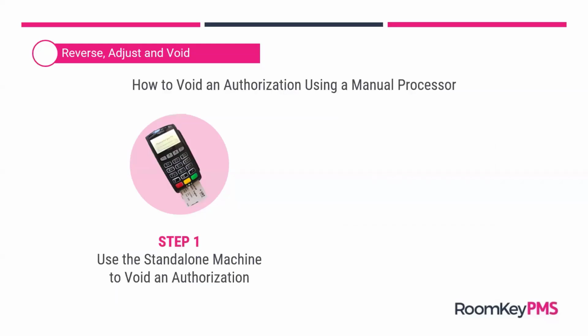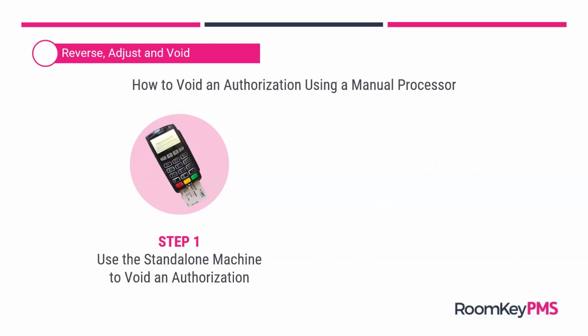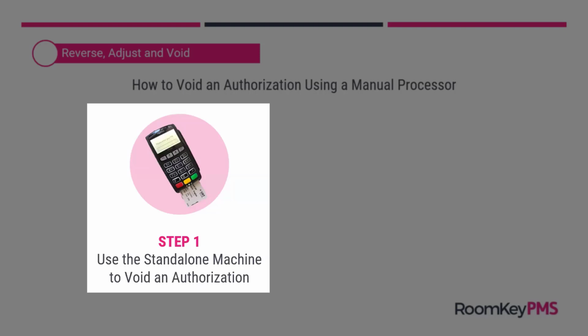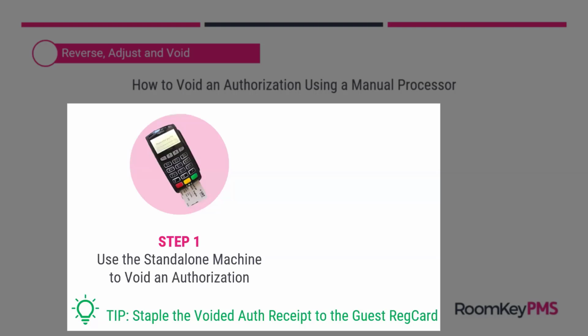Now, with the manual processor, if you are going to void an authorization, again, authorizations are not recorded in Roomkey. It is actually used to manage the credit limit in Roomkey. So all of the processing is actually done on the standalone machine. You'll use your standalone credit card machine to void the authorization. And that's where, again, it's really helpful to have a record of the authorization receipt that prints out from that standalone machine stapled to the guest reg card so that you can always reference how that authorization is being managed and reconcile that with the machine itself.